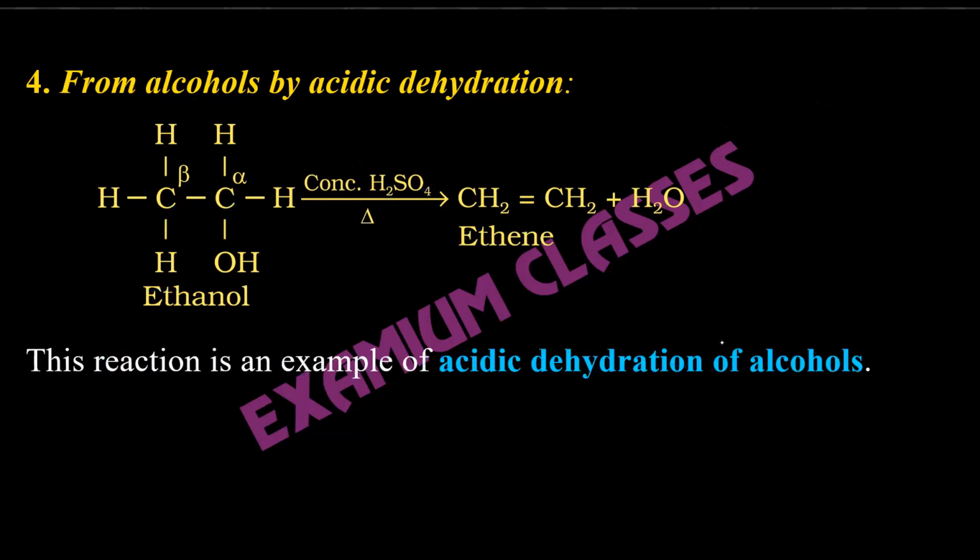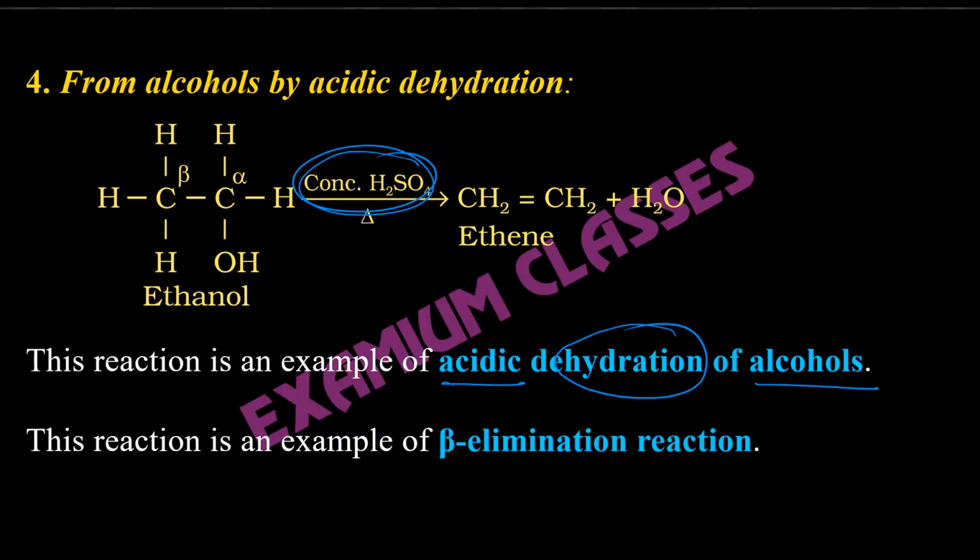The reaction is an example of acidic dehydration of alcohols. Why do we say acidic? Because we are using an acid and it is removing the hydrated part. Hydration means H2O, dehydration means removal of H2O by using acid from alcohols. This reaction is again an example of beta elimination. Elimination means from where the hydrogen is removed. Beta elimination means the hydrogen is removed from the beta carbon.